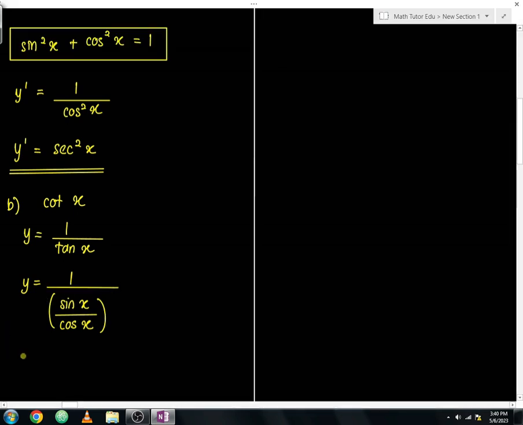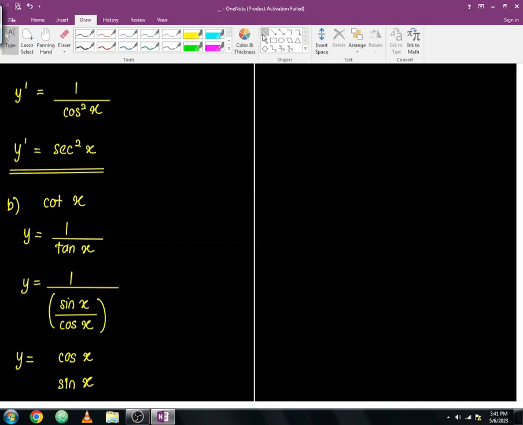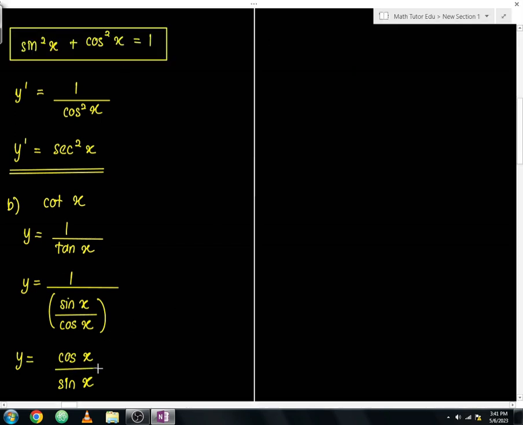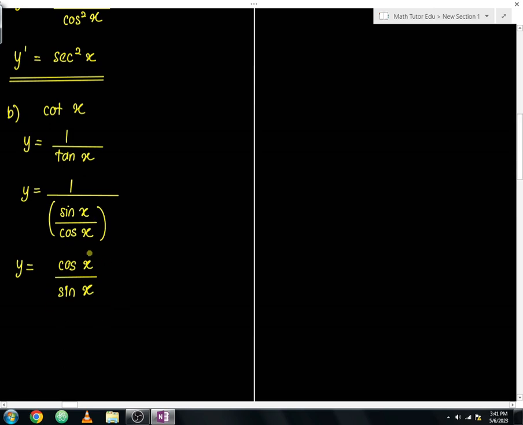Okay, so from here you get y is equal to cos x over sine x. The divide becomes multiplication, so the fraction will be inverted, so that's how you get cos x over sine x. Okay, so from here, once all done, now we can proceed to perform the derivation, guys.